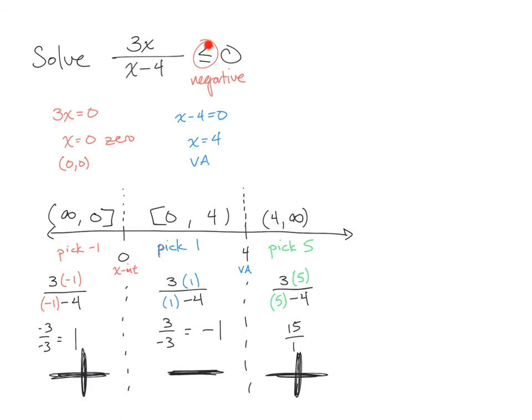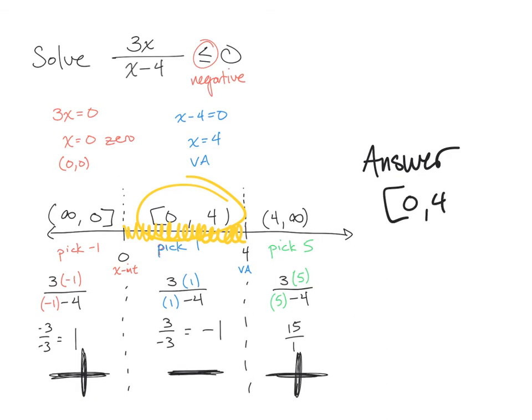Okay, we're looking for where things are negative. I'm going to go ahead and say it is this interval right here, between 0 and 4. Look, there's your answer. Let me write it off to the side so that everybody knows that my answer is that. Answer, 0 to 4. Oops, that is a parenthesis. There we go. That is where this is negative.